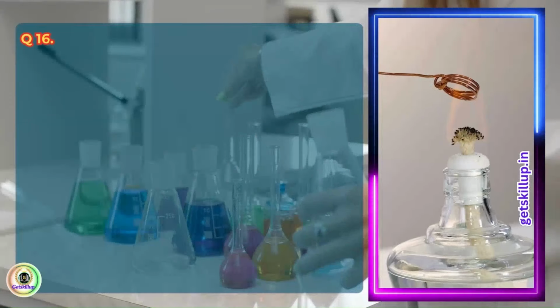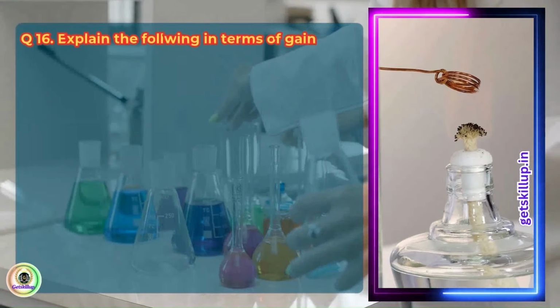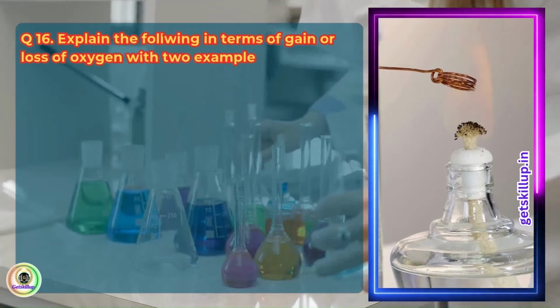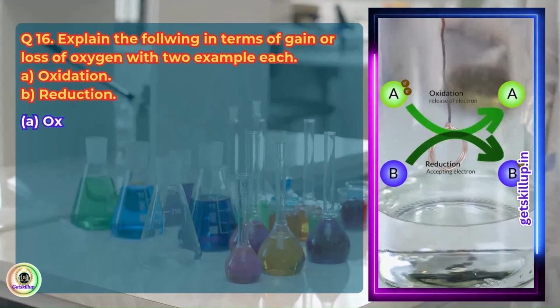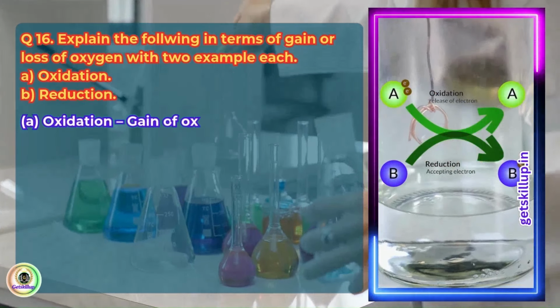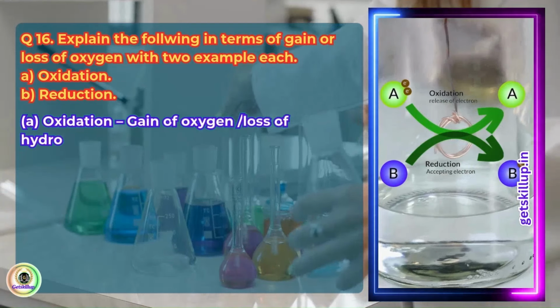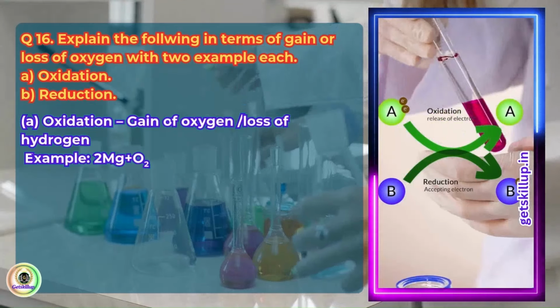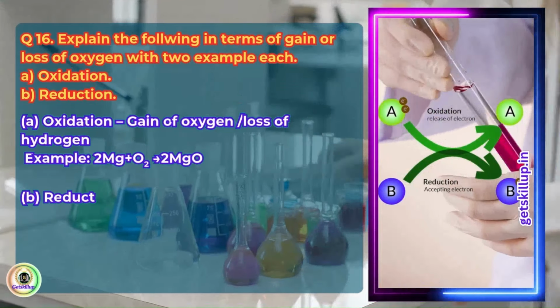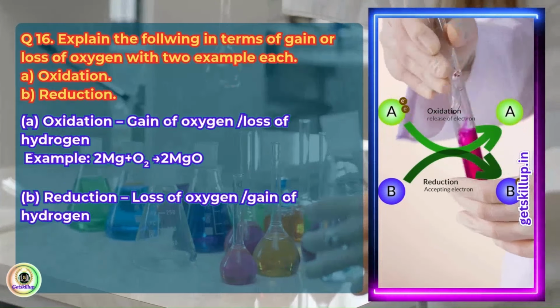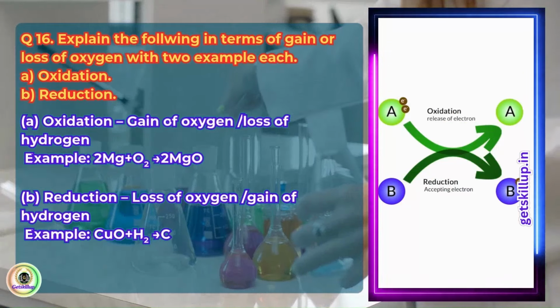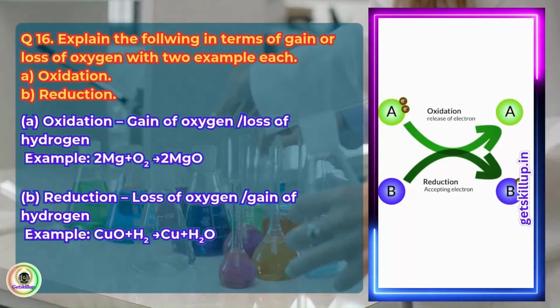Question 16. Explain the following in terms of gain or loss of oxygen with two examples each. First one, oxidation: gain of oxygen, loss of hydrogen. Example, 2Mg plus O2 gives rise to 2MgO. Second one, reduction: loss of oxygen, gain of hydrogen. Example, CuO plus H2 gives rise to Cu plus H2O.